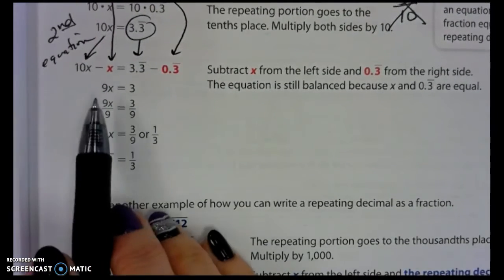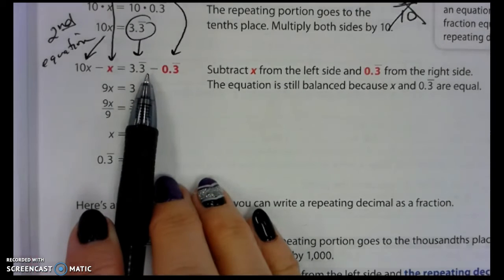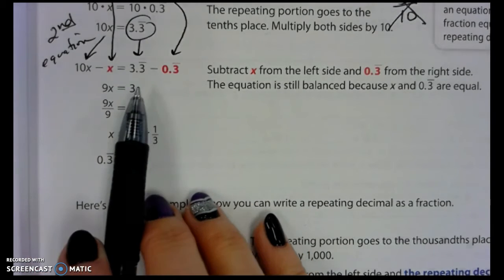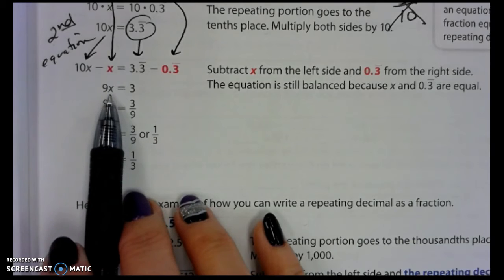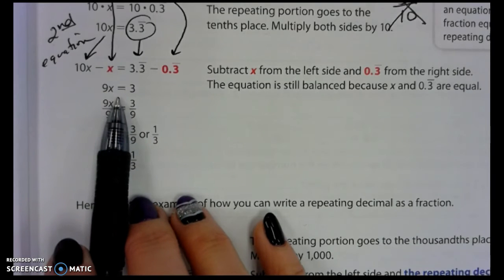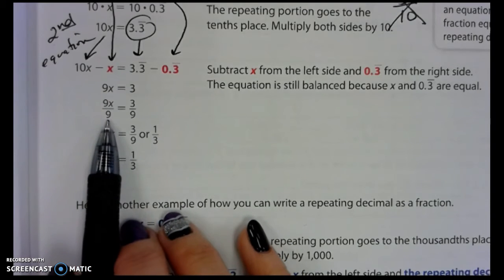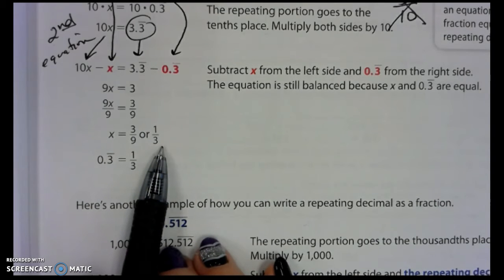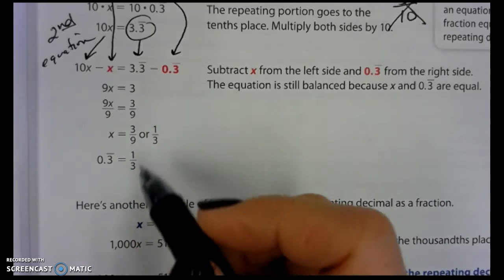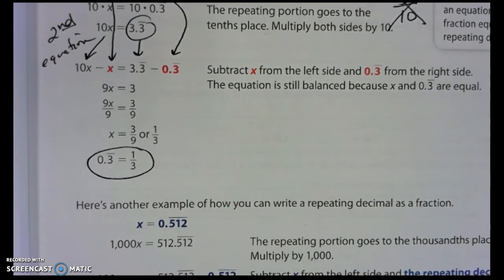10x minus x makes 9x. 3.3 repeating minus the 0.3 repeating leaves you with just 3. Notice how we got rid of that mess of a decimal. Okay, we're making it numbers we know how to work with. Now we're solving for x. We divide by 9. 9 divided by 9 eliminates. 3 divided by 9 is 3 over 9, which also reduces to 1/3. So 0.3 repeating is equal to 1/3.